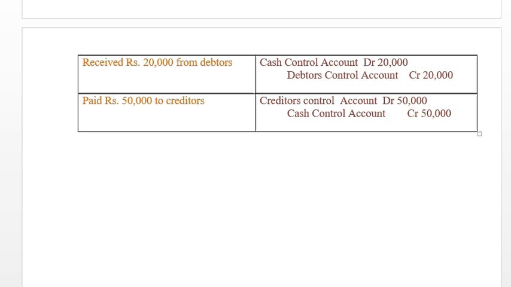Last one. Paid rupees 50,000 to creditors. So here, when we pay money to the creditors, our cash balance will decrease. Asset account decrease. If it is asset account decrease, cash control account should be credit. Creditors control account should be debit, because due to this payment, due to this settlement, creditors balance will definitely decrease.